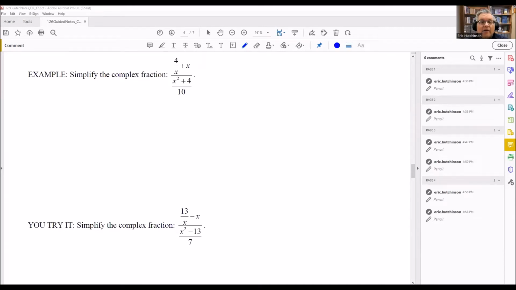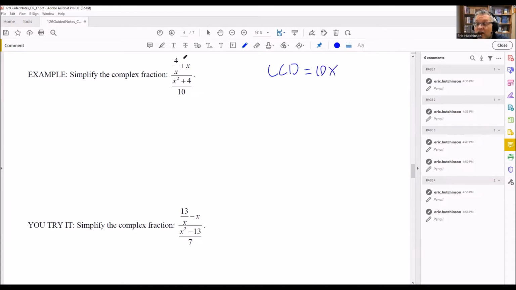Any problems we have with complex fractions, we clear them out by multiplying by the LCD. The LCD always works with whatever you have in the denominator. So we have an x down here, we have a 10 down there, which means your LCD is just going to be those two things multiplied together.